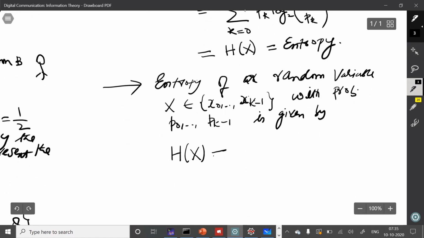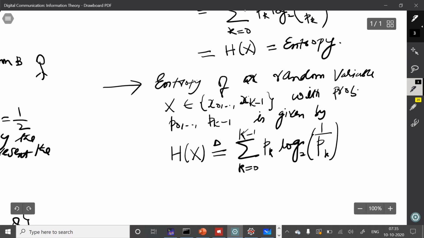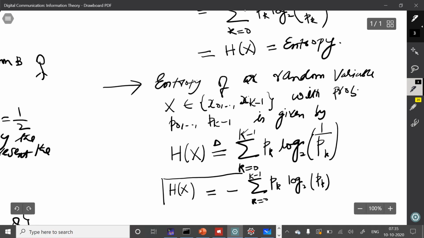This means it is defined as summation k is equal to 0 to k minus 1 of pk log to the base 2 of 1 by pk. Since log of 1 by a is minus log of a, I can also write it as minus summation of pk log pk. I like this form more. It is easy to handle in this form.